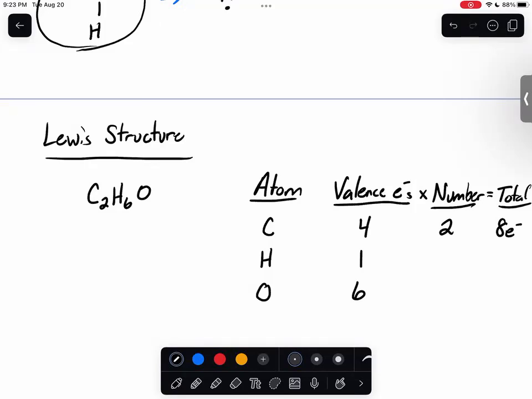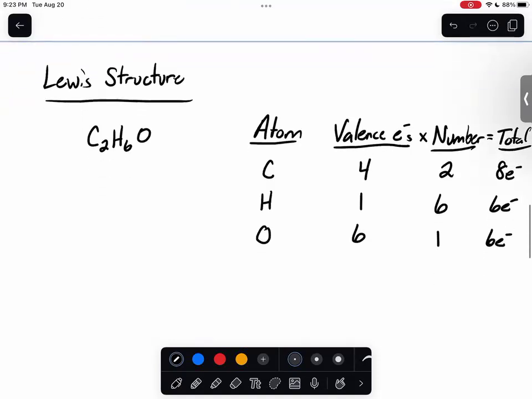Hydrogen comes in. There are 6 hydrogens, and they each have one valence electron. We're going to end up seeing that there are 6 electrons from hydrogens. There is one oxygen at 6 electrons. That is going to also give us 6 electrons there. So if we add all those up and get a total electron count, we see that when we draw this structure, we should end up with 20 electrons shown in our entire structure, right? And that is both within the bonds and the lone pairs within the structure.